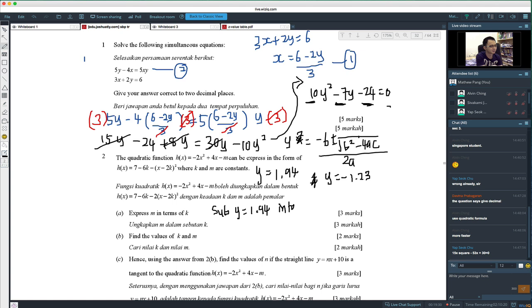Then you do something like this. x equals 6 minus 2 times 1.94, over 3. Then you will get the correct answer. So I will do 6 minus 2 multiplied by 1.94, and then over 3. Let me press again. You will get 0.71. I hope my answer is correct.